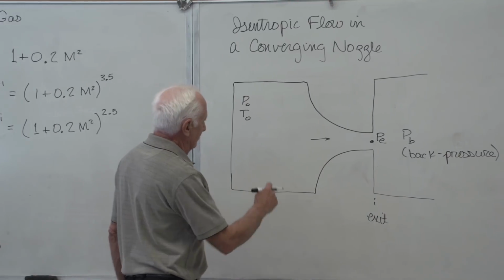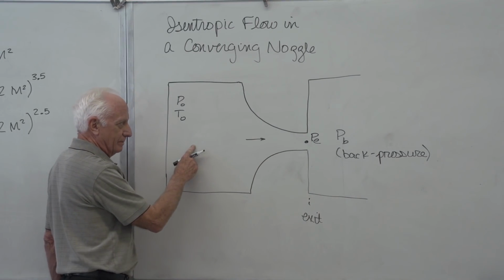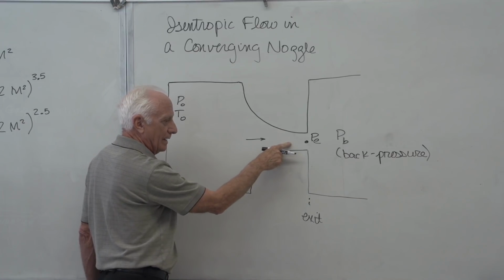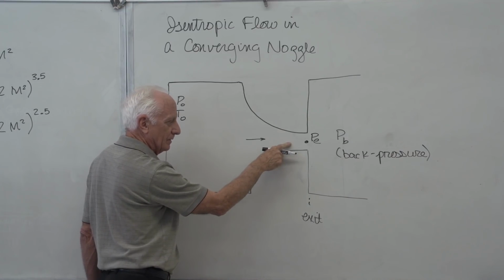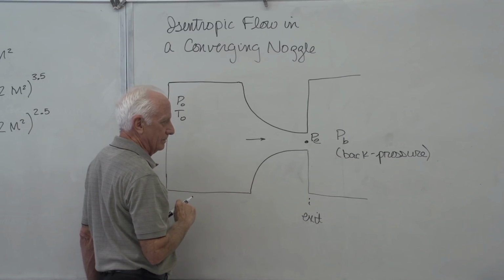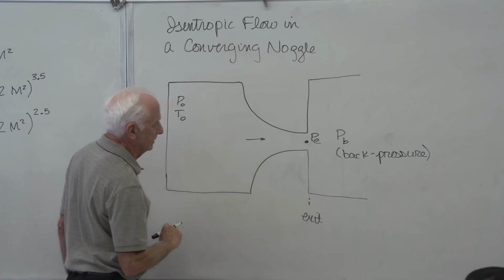Now, what's the Mach number here? 0. What happens now? The flow starts to accelerate. Why? Because it's subsonic flow in a converging nozzle. The velocity has to go up. Okay, velocity goes up.